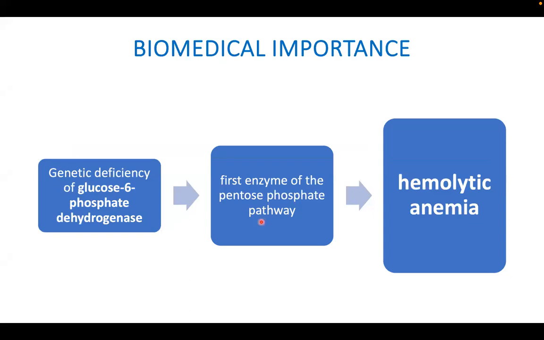Now, there are some disorders that arise from deficiencies of enzymes in the pentose phosphate pathway. Number one on the list is the genetic deficiency of glucose 6-phosphate dehydrogenase, or what we call G6PD. This is part of the newborn screening. Glucose 6-phosphate dehydrogenase is the first enzyme and the rate-limiting enzyme of the pentose phosphate pathway. Deficiencies in G6PD would result in hemolytic anemia.